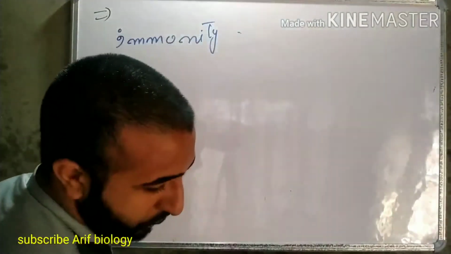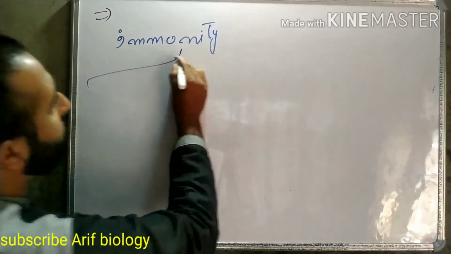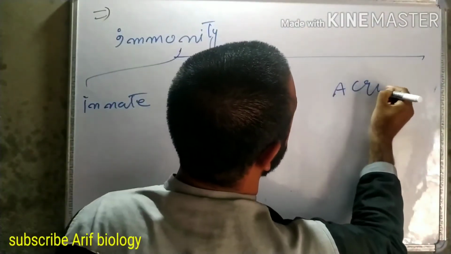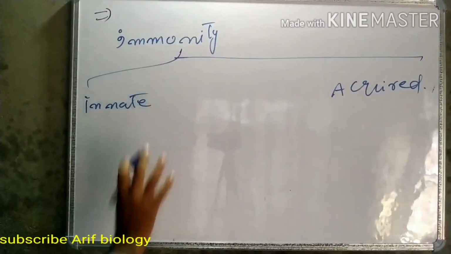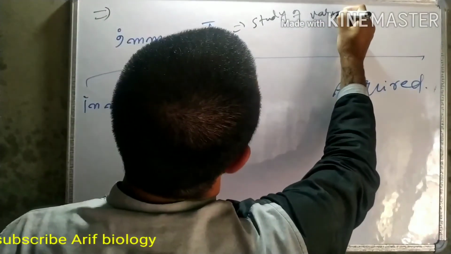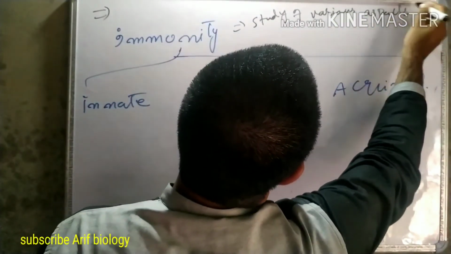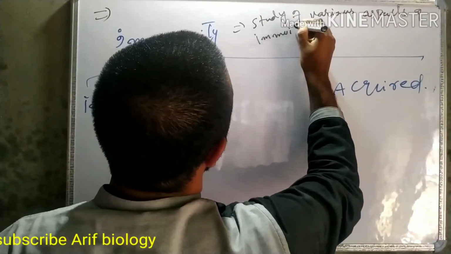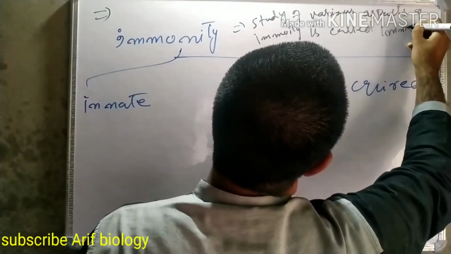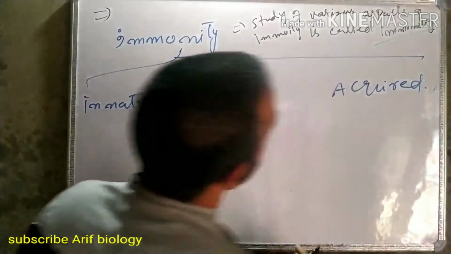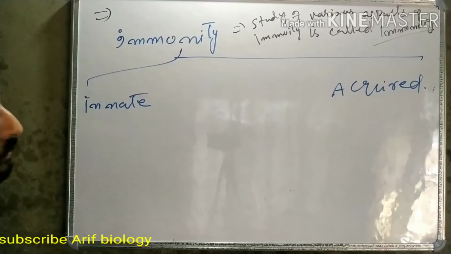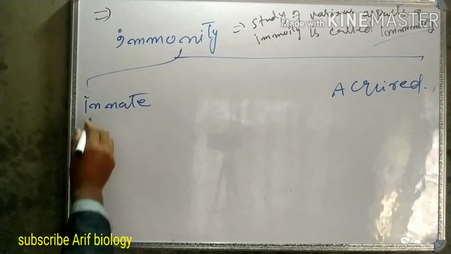Now, our immunity is of two types. The first one is innate and the next one is acquired. Before going to this, I will tell you another point: the study of various aspects of immunity is called immunology. What's immunology? Immunology is the study of various aspects of the immune system. ठीक है ना? Now, our immune system is of two types, innate and acquired. Today we will discuss the topic innate.